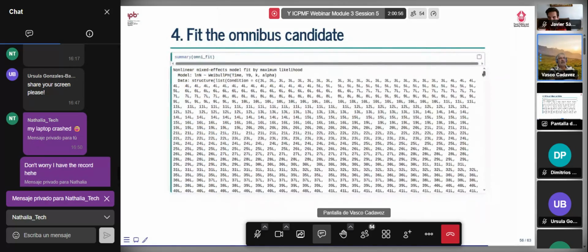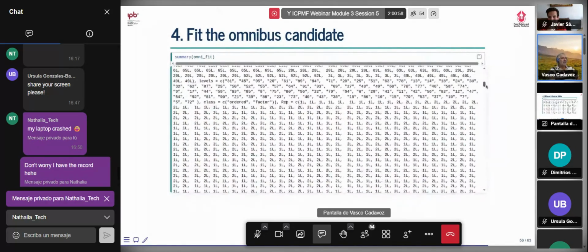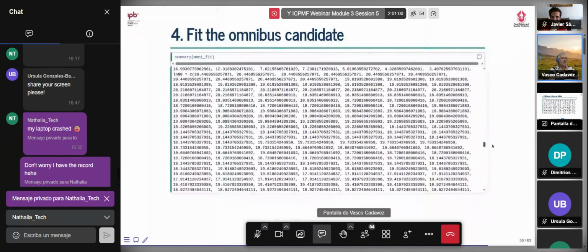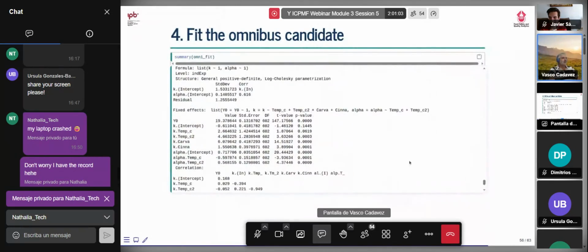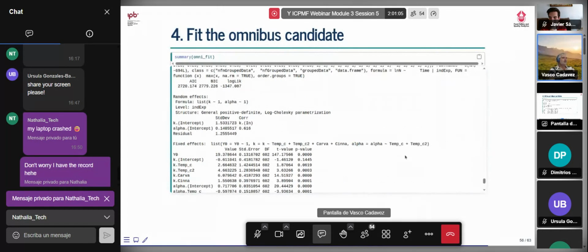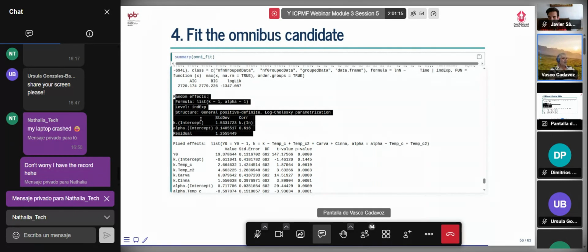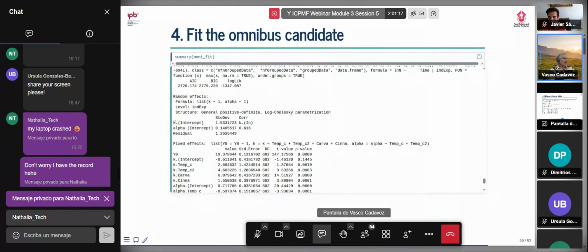Okay, this is not so nice to see, but I will scroll down. Okay, so now you have the output of the fitting. So we have the fitting quality metrics. You have the random effects. Okay, so you have here the random effect for K in the intercept, for alpha on the intercept, and the residual. All these are the variance of the model.